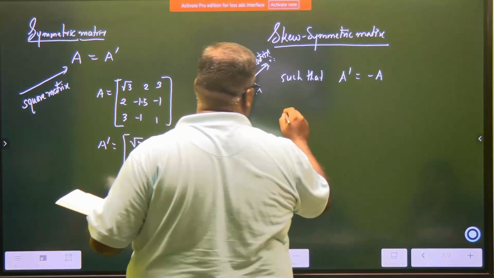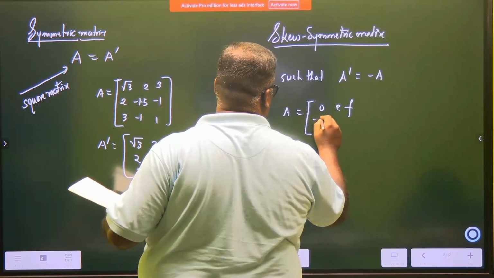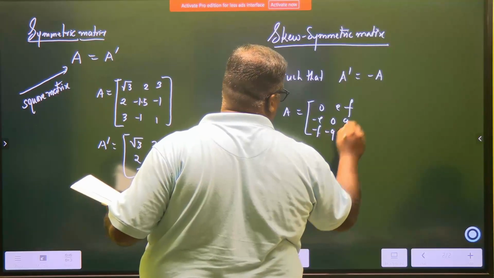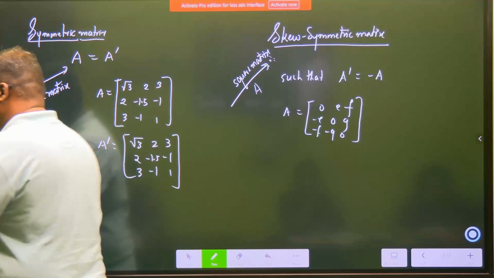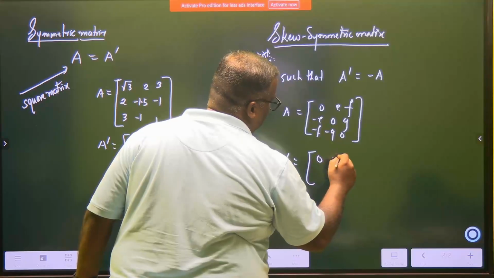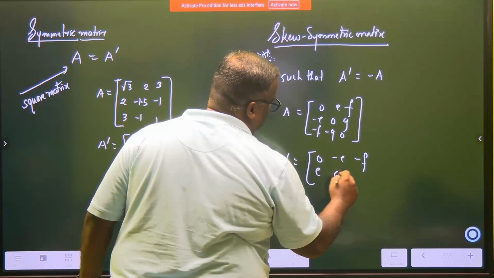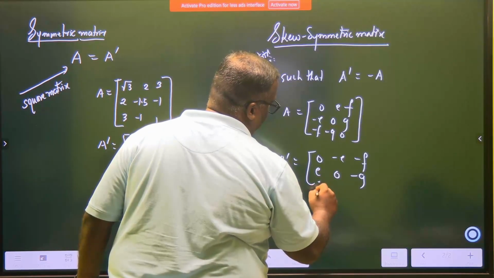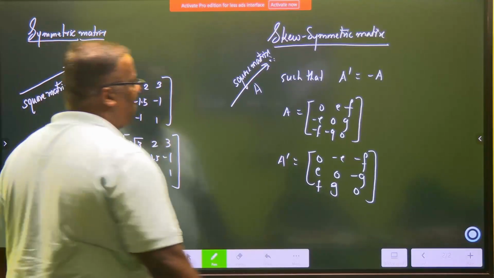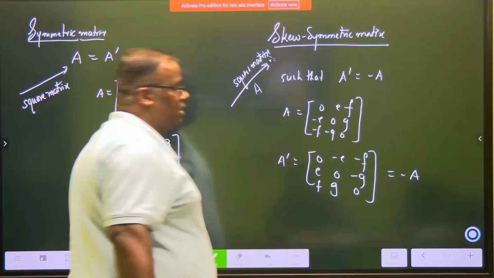Skew symmetric examples are A equal to 0, E, F. Try to do A transpose, you will get 0, negative E, negative F, and then you will get E, 0, negative G, and you will get F, G. So you find that which is equal to nothing but negative of A. So this is a skew symmetric matrix. Understood?